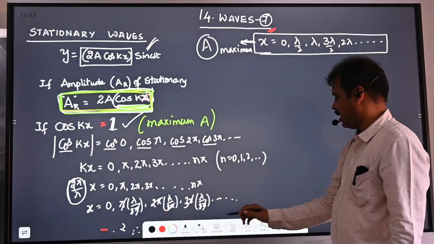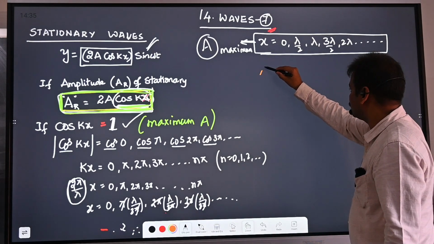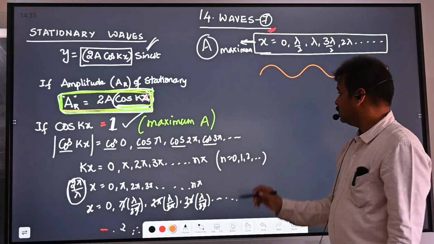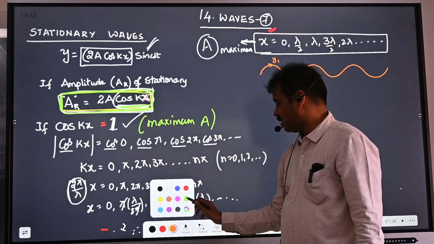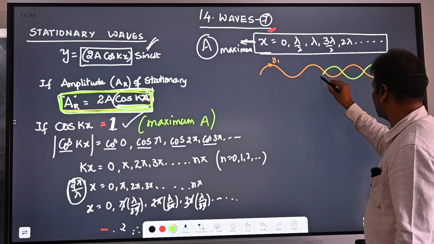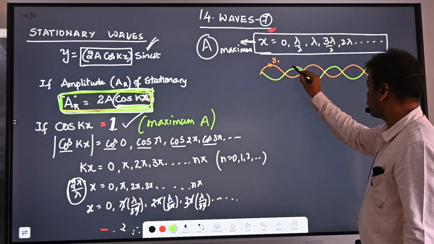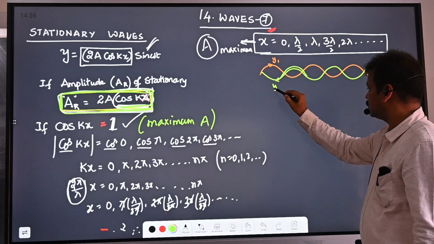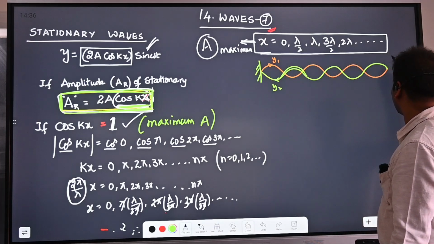Now I will draw the stationary wave. This is the stationary wave which is traveling like this. This is the first wave, y1. What is the second wave here? The wave coming in the opposite direction. This is the second one, y2. Now these are fixed between these two ends.